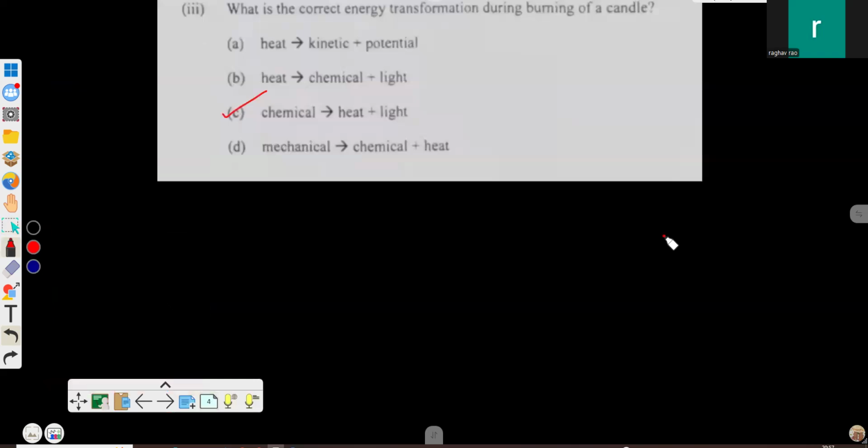Next, what is the correct energy transformation during the burning of a candle? A candle is paraffin wax, so it is chemical energy. Then we heat it, so it will convert into heat. Then that heat will be giving out light. So it would be option C.